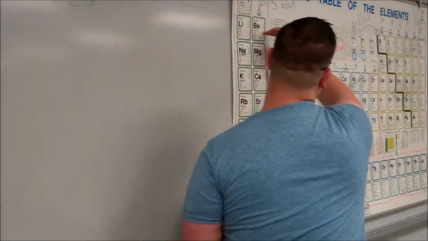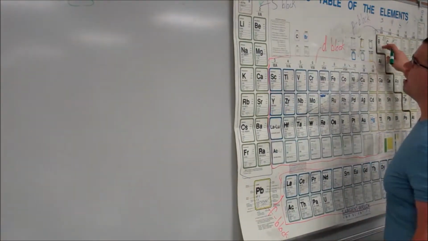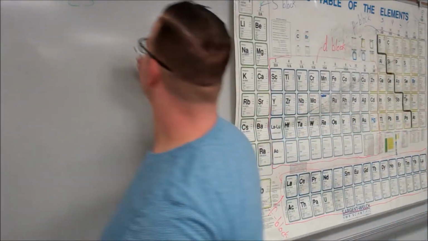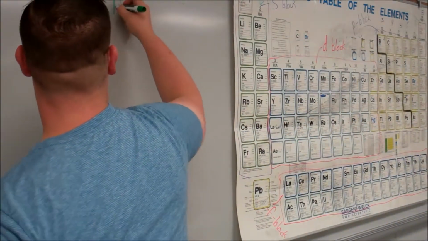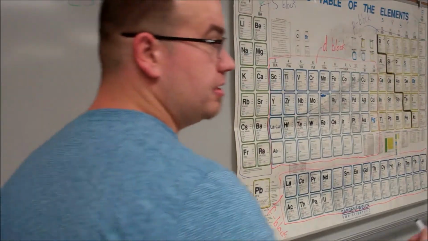You drive across, you're hitting nothing until you get to the P block, you're in the second row, so it's 2P.